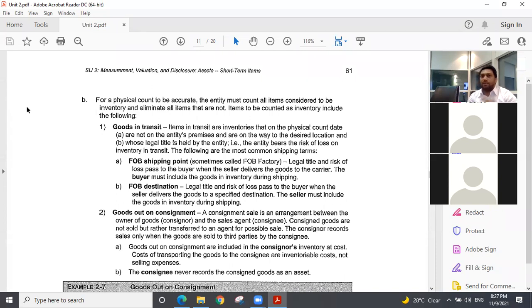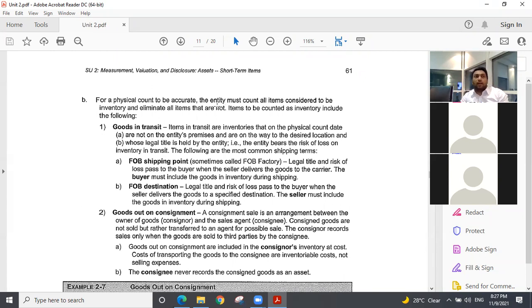It means I have an agent who is selling my goods. So when I send some product of mine to you, it is my goods placed in your warehouse. That's it. It is not your goods. So when some auditor comes and audits my warehouse, these goods are not there because they are with my consignee. So here, for the physical count to be accurate, the entity must count all items considered to be inventory and eliminate all items that are not.